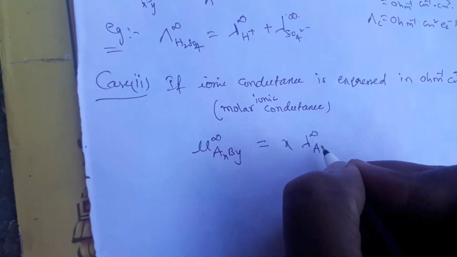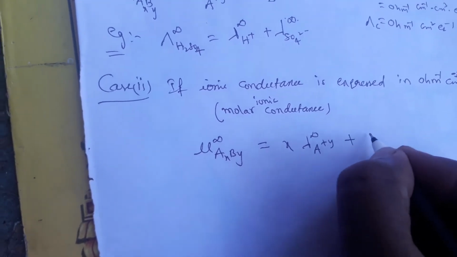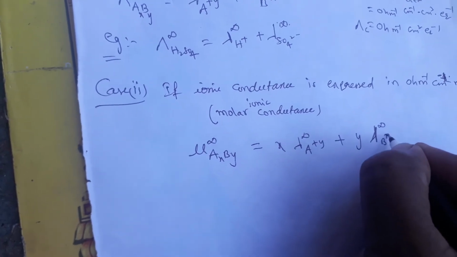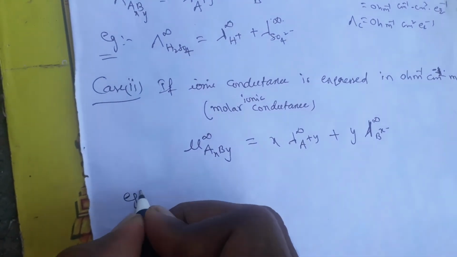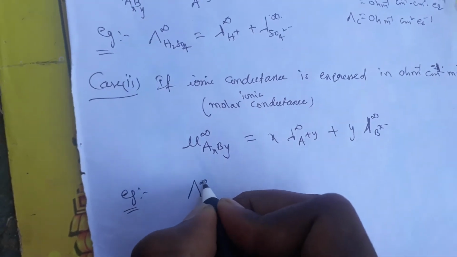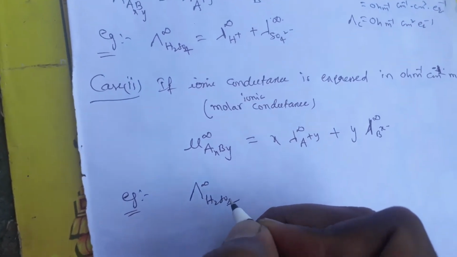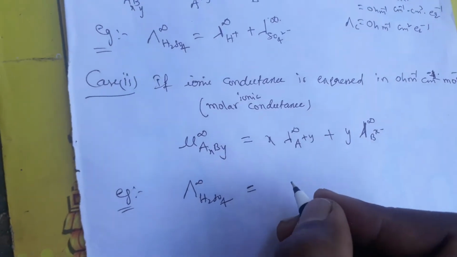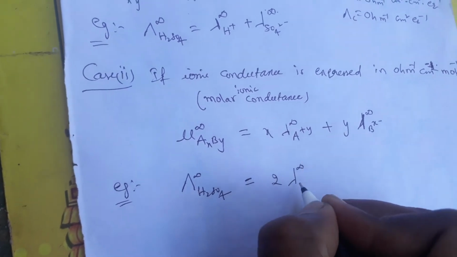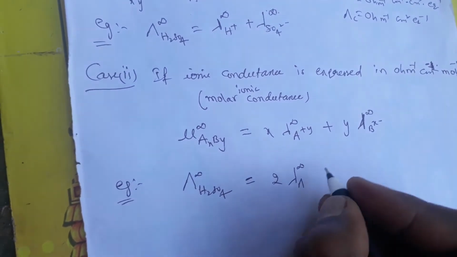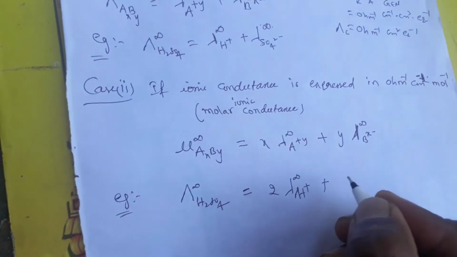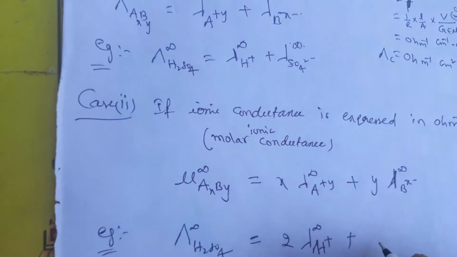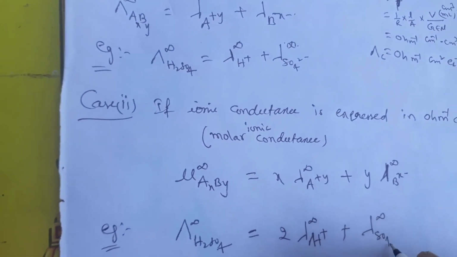In the molar ionic conductance, mu infinity of AxBy is equal to x into lambda infinity of A plus y into lambda infinity of B x minus. So for example, if you take the same example, infinity of H2SO4, how can I write the equation? Mu is equal to 2 into lambda infinity of H plus, we have to consider the moles here, then plus lambda infinity of SO4 2 minus.